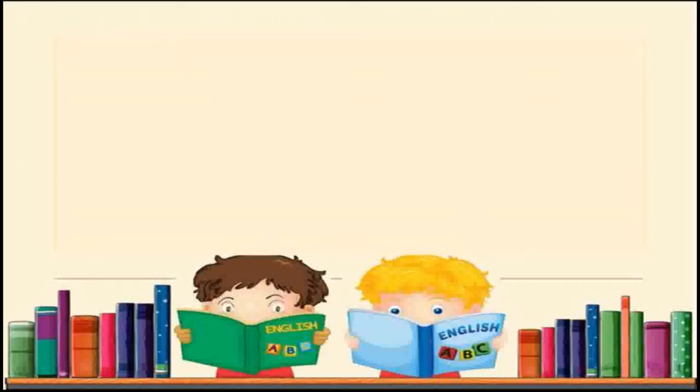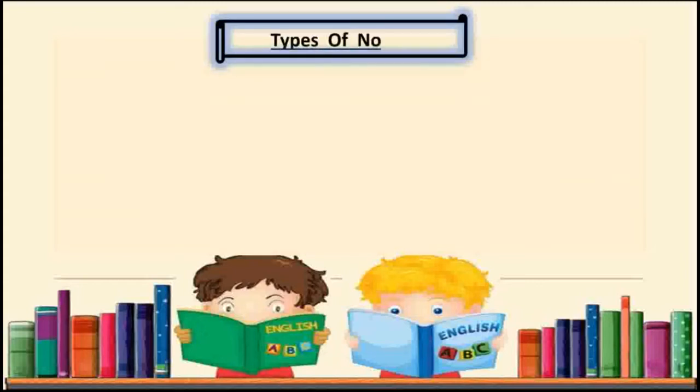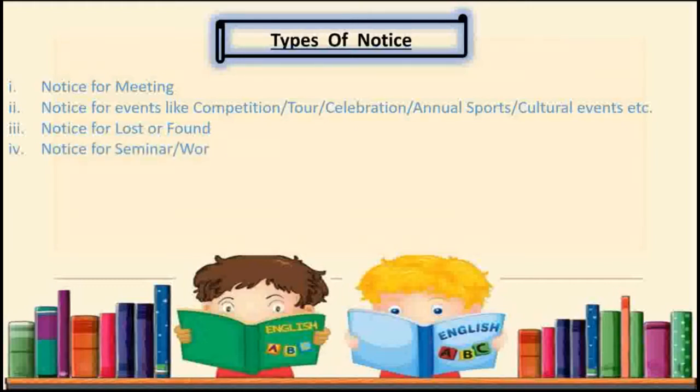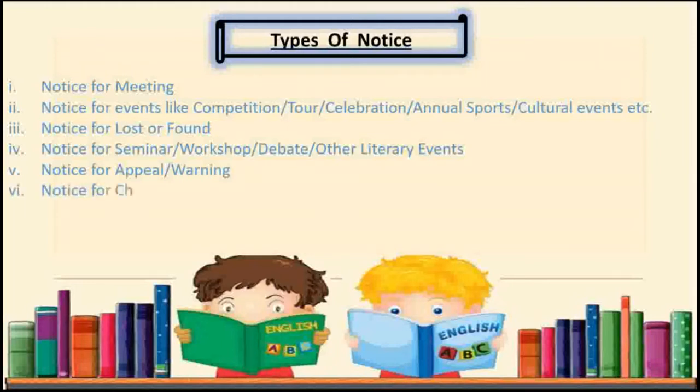Children, in this video, we are going to study about 6 kinds of notice. Number 1, notice for meeting. Number 2, notice for events like competition, tour, celebration, annual sports, cultural event, etc. Number 3, notice for lost or found. Number 4, notice for seminar, workshop, debate, other literary event. Number 5, notice for appeal or warning. Number 6, notice for change of name, residence, company, etc.